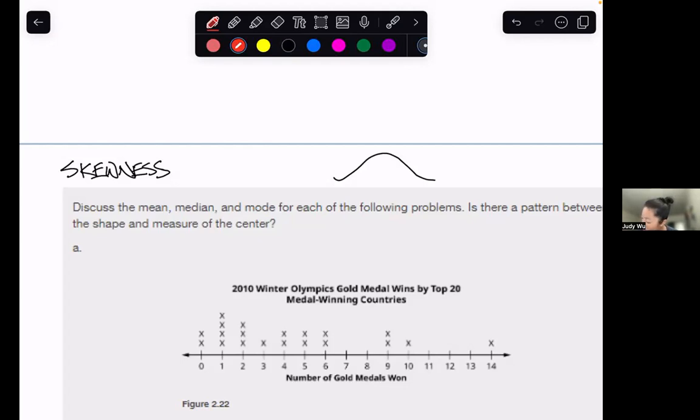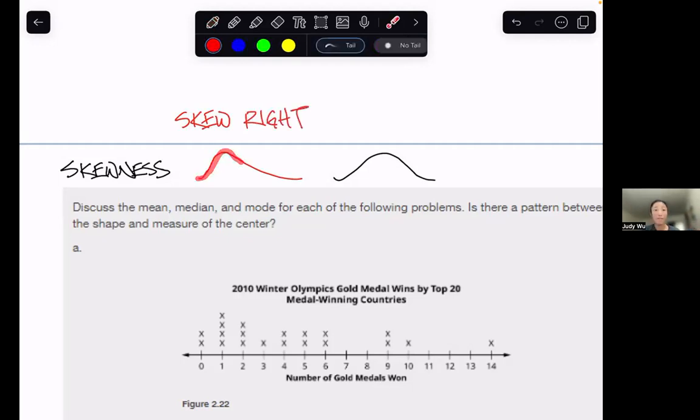And so if we have data that kind of looks like this, all right, we call that skew right. All right. I know that's weird because the bump is on the left. Okay. But what happens is we have some outliers here that sort of pull the data to the right. Okay.